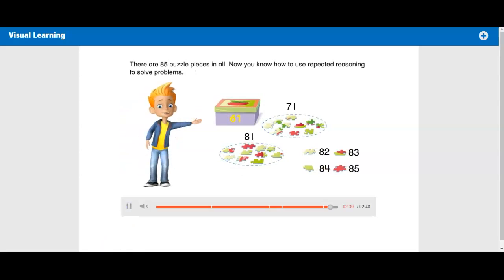There are 85 puzzle pieces in all. Now you know how to use repeated reasoning to solve problems. Great thinking!